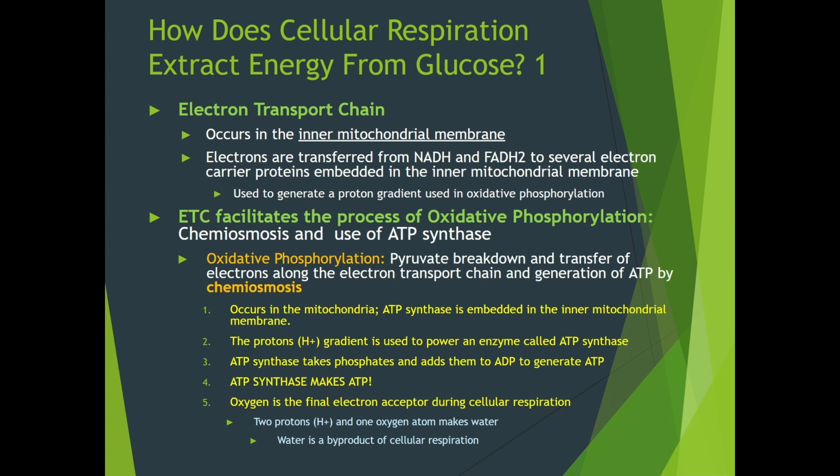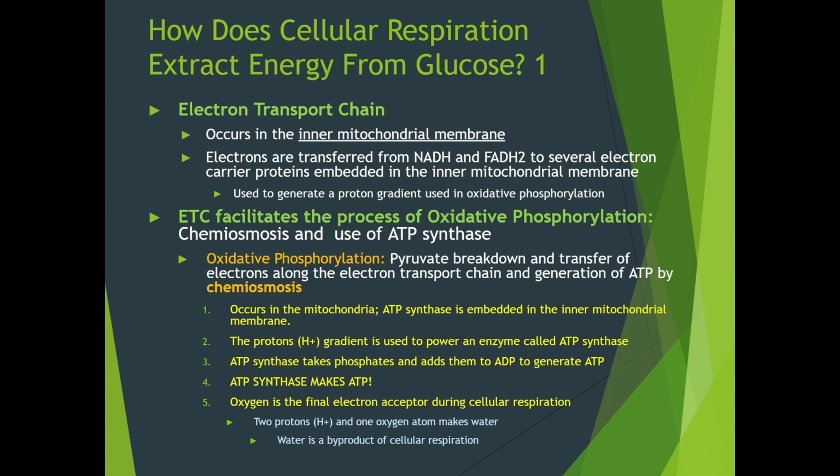ATP synthase is embedded in the inner mitochondrial membrane, just like the integral proteins of the electron transport chain. The protons that are created are being pumped from the matrix of the mitochondria into the intermembrane space as the electron carriers move them across the electron transport chain. They will be used, the protons, to power ATP synthase.